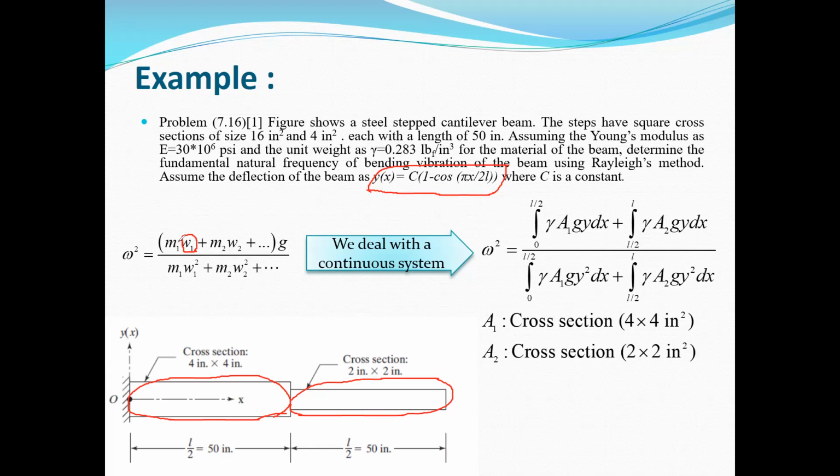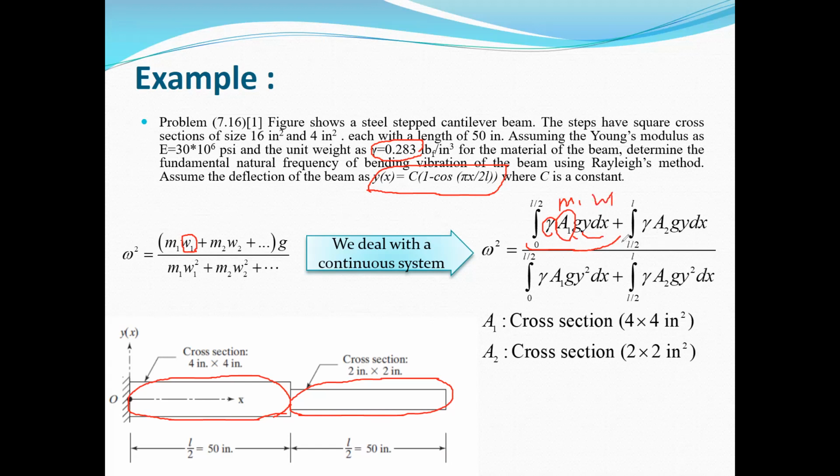I mean, instead of the mass times W1, we will have the density times the deflection of each point as a function of x, multiplied by the cross section. So here we can substitute for the numerator of the equation. This is for the first part. You can see this gamma multiplied by a1 is in fact the m1, g is the g, and y times dx is in fact the w1.